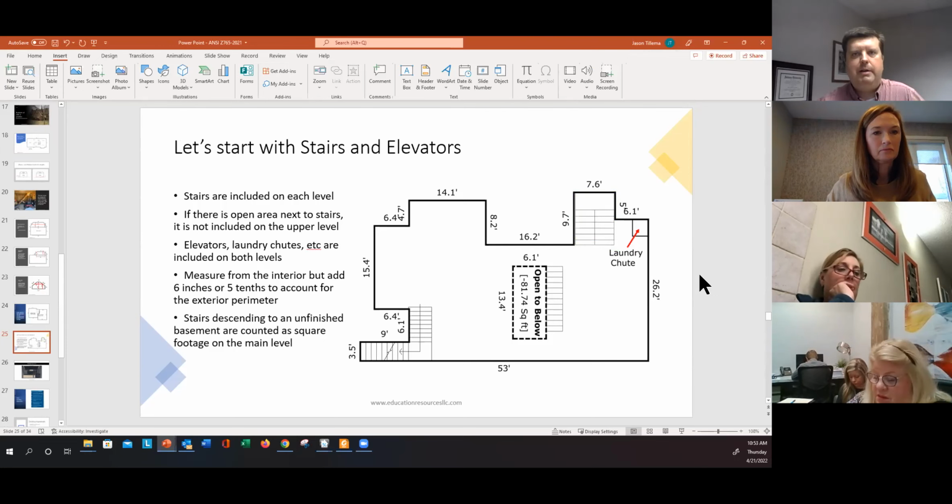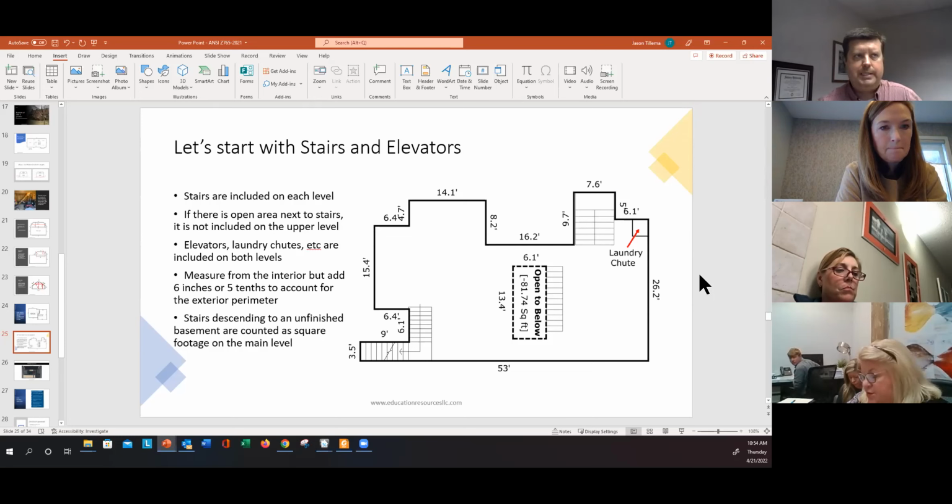Absolutely, and it will be counted as square footage on each level. And Michael, I've heard that in the past as well. I'm trying to remember which standard it was. I don't remember if it was AMS that had that, where it would only be included on one level. But as far as ANSI is concerned, you include that staircase on each level. Thank you.